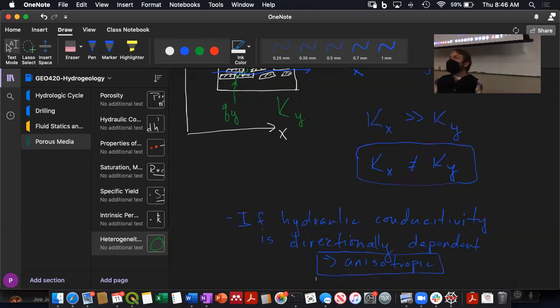All right, so what anisotropic means is that the fluid flow, or the hydraulic conductivity, depends upon the direction of fluid flow.